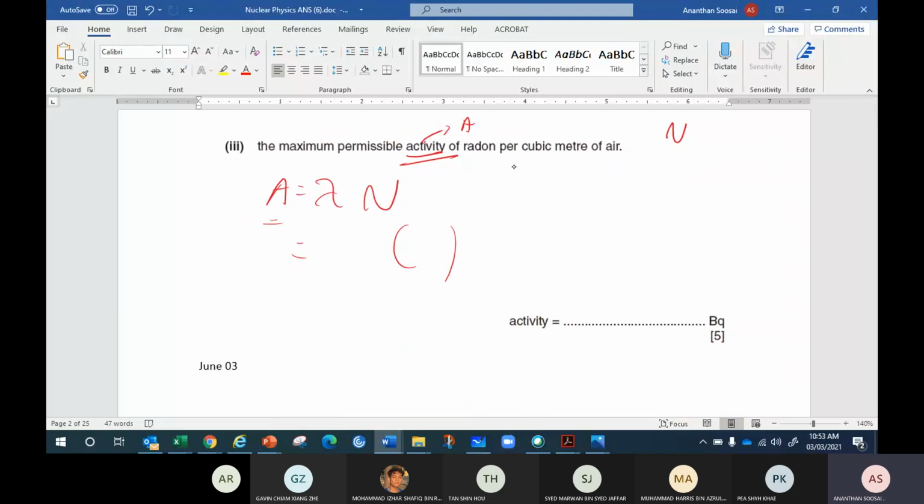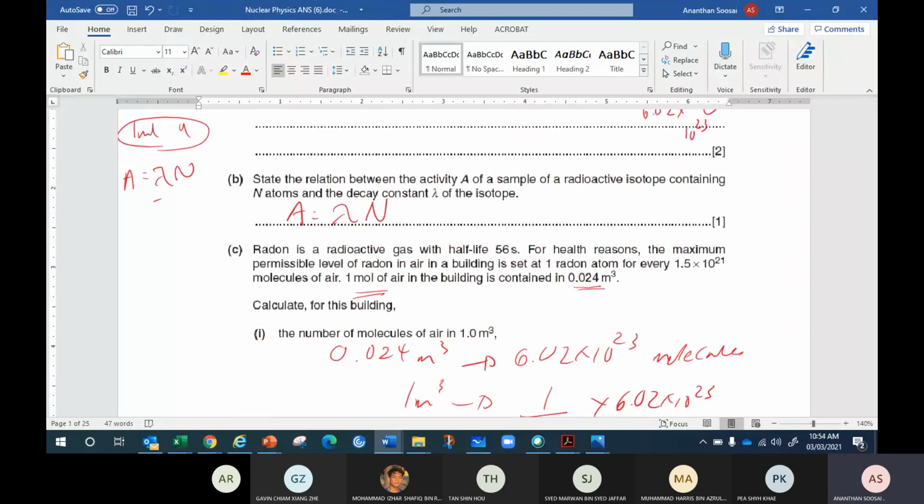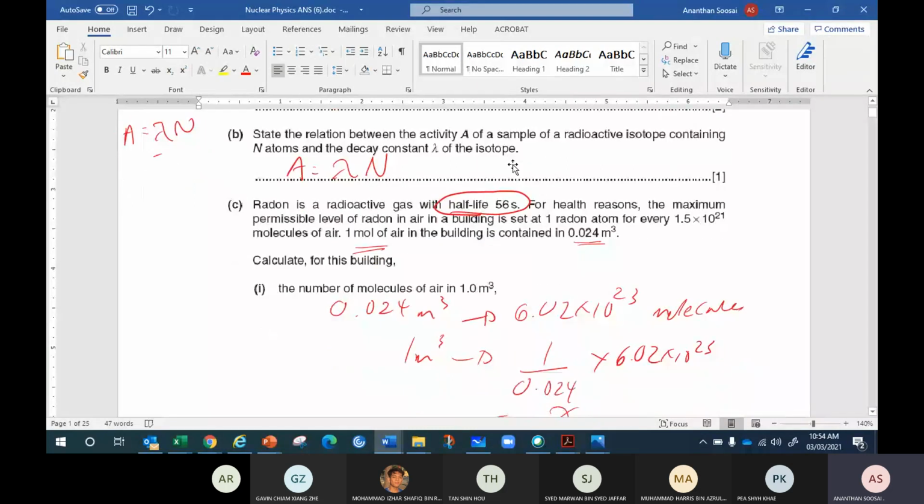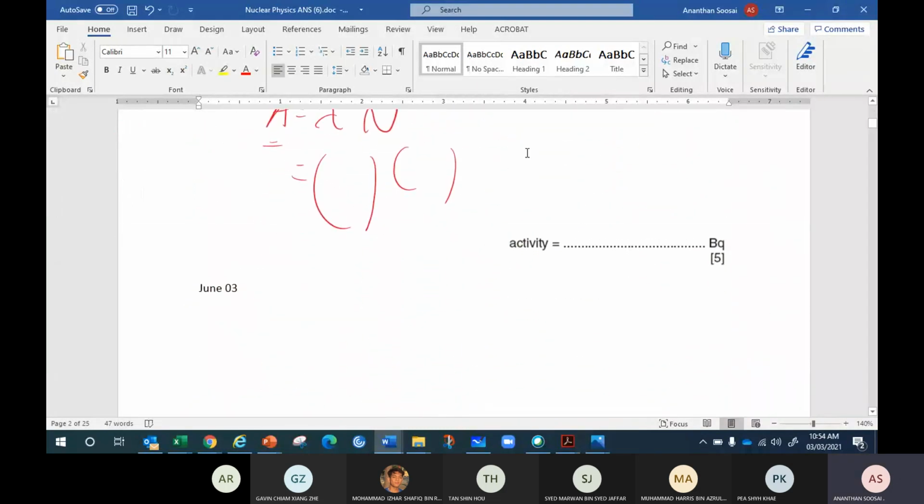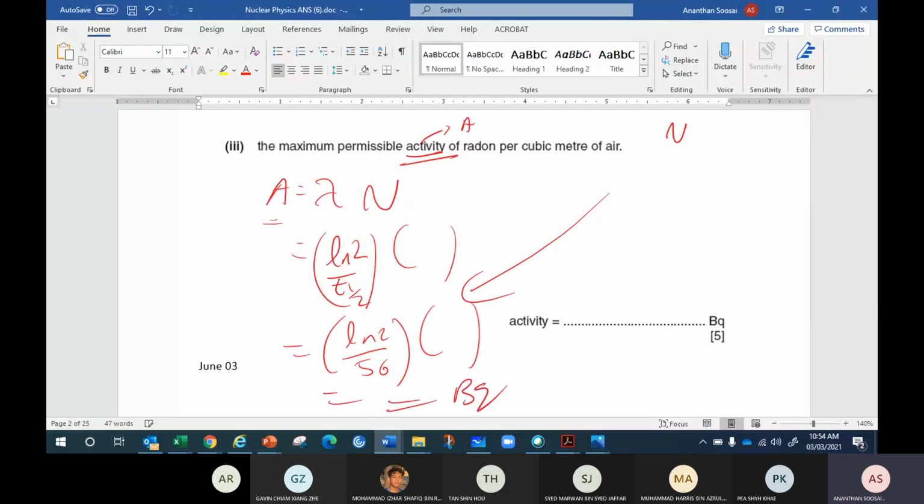How do you find lambda? Is half-life given? Check. Half-life is given, it's 56 seconds. So good, you can work out lambda. Lambda equals ln 2 over half-life. Correct. So ln 2 over 56, and put in whatever N you got from above. So you get the activity in Becquerel. And be careful when you use this formula. Don't forget lambda must be per second. It's a trap. When you do more questions, you will know that it's a trap. It must be in per second. They purposely give you another unit to make sure you change to per second.